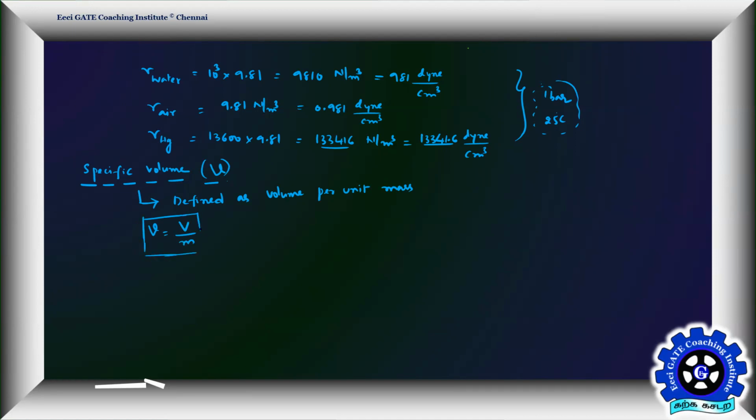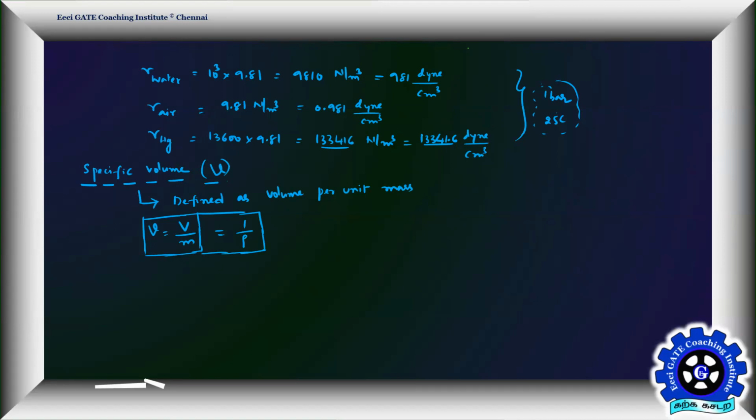Capital V divided by M, or the same thing can be written as 1 by rho. Correct? Because we know mass by volume is rho. It's just an inverse of that. So therefore 1 by rho. That means if I know specific volume, I'll get density directly by taking an inverse of that.